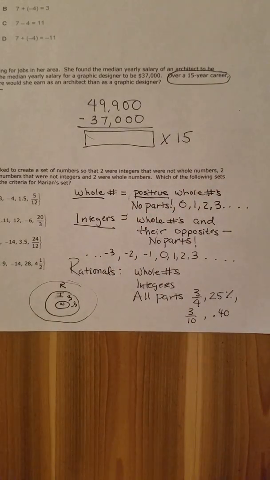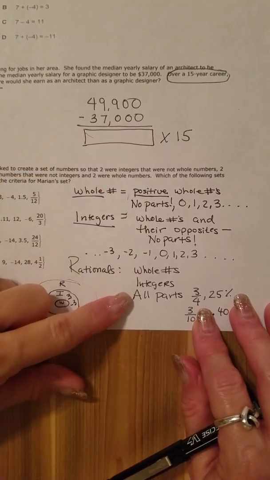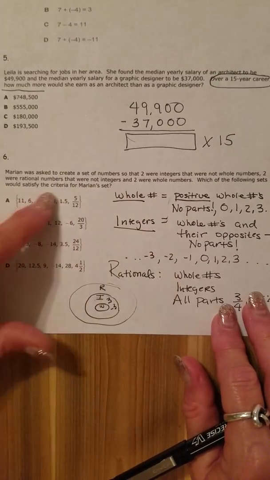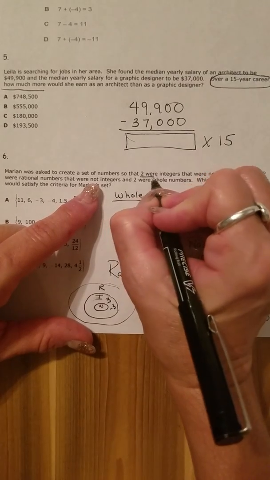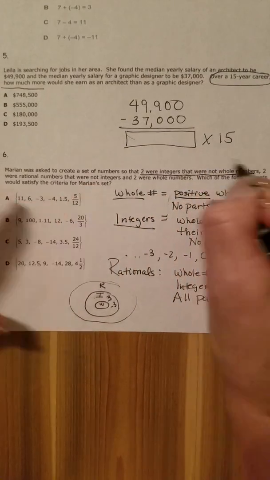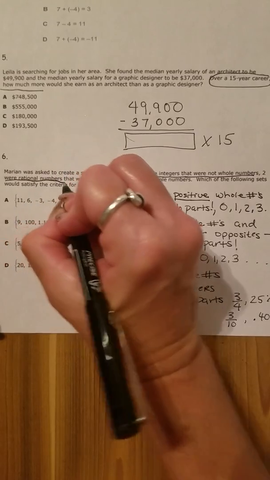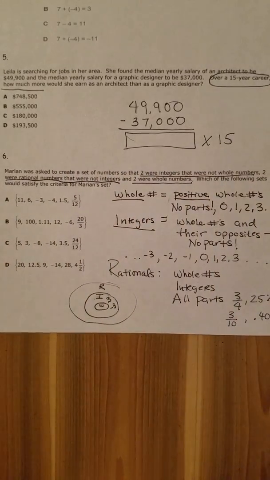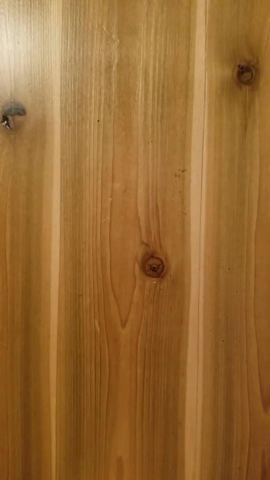Okay. So with this information here, you should be able to go and do what they want you to do. We're looking for 2 that were integers that were not whole, 2 that were rational that were not integers, and 2 were whole numbers. Okay. That's going to be a little brain teaser for you. Number 7.